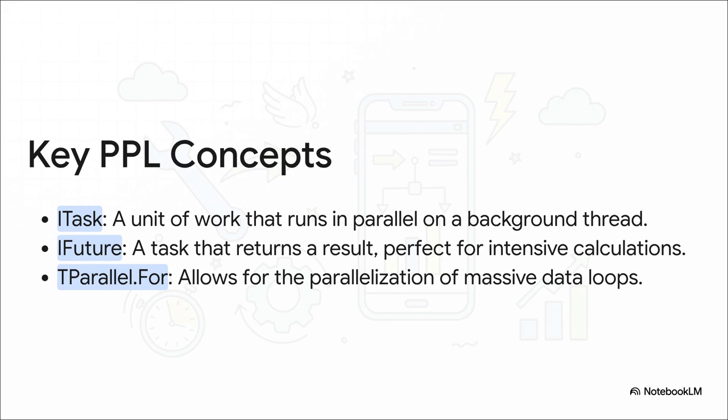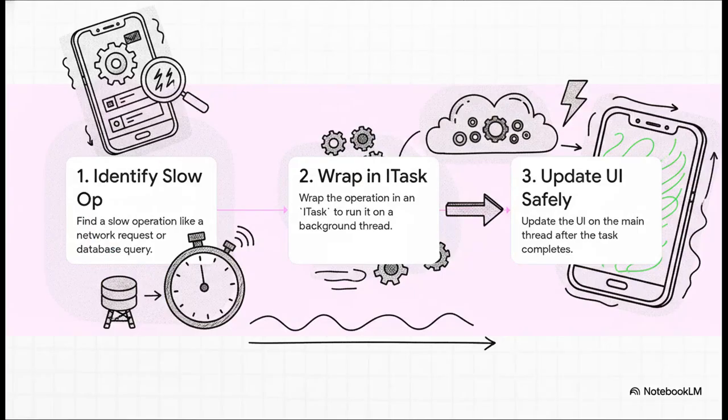And TParallel.For is just unbelievably powerful for taking a massive loop and automatically splitting the work across all the available CPU cores. And getting started is as simple as this 3-step process. First, find an operation that's blocking your UI. You know the one. Second, just wrap that code in a TTask.Run call. That's it. It immediately pushes it to a background thread. Third, and this part is absolutely critical, once the task is finished, you have to use something like TThread.Queue to safely pass the results back to the main thread so you can update your UI.